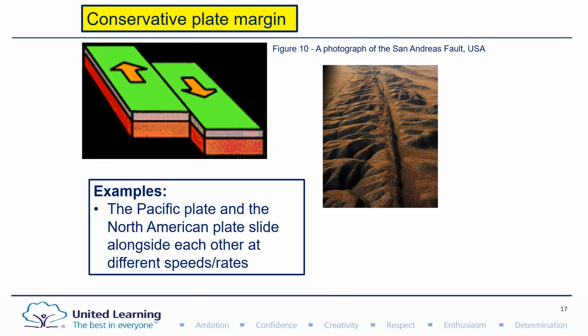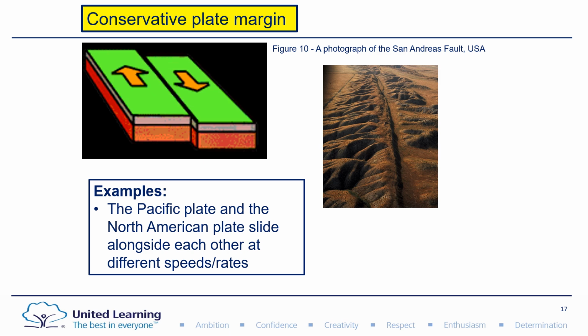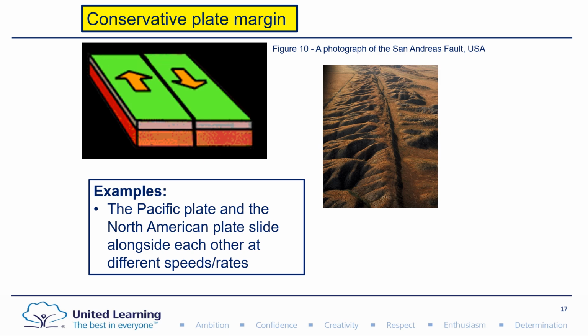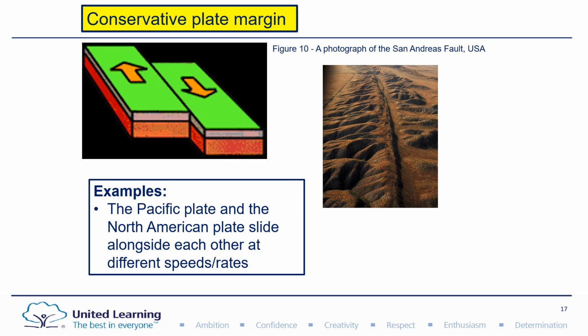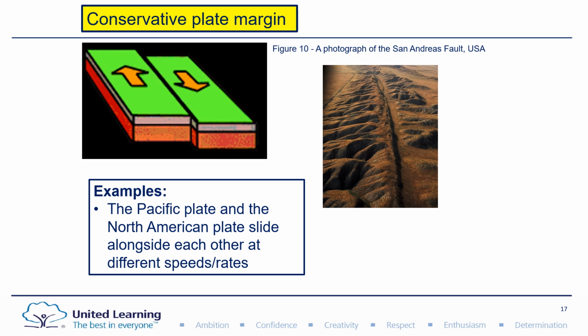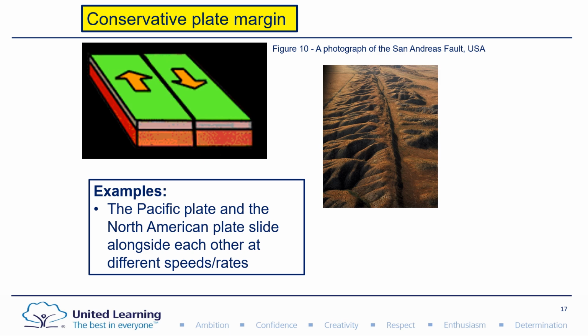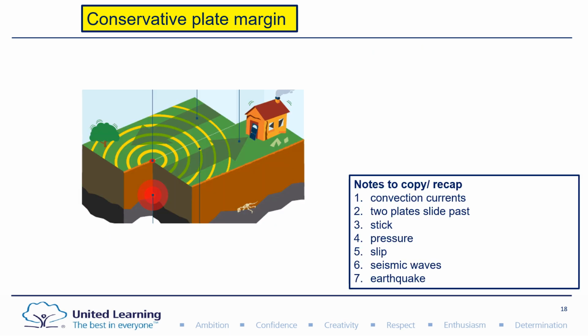The next plate margin is a conservative plate margin. If you look at the images here, we can see two tectonic plates sliding past each other. An example is the Pacific plate and North American plate sliding past each other at different speeds. Again, what we need to do is draw the diagram and label it as we do on the next photo. So, as you can see here, the two tectonic plates are sliding.